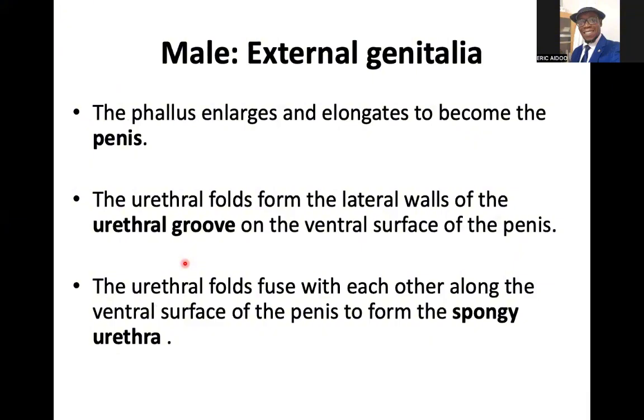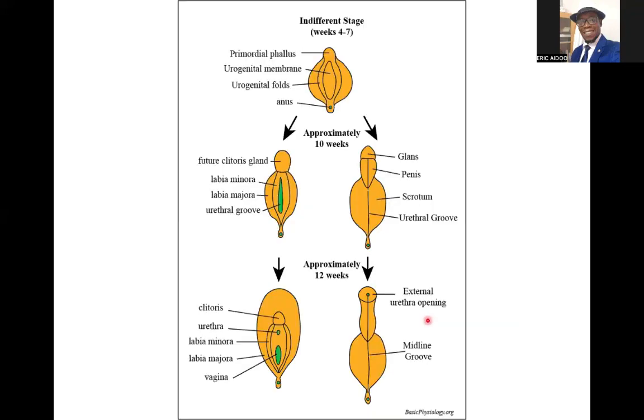Then we will look at the male external genitalia, which begins in the form of the phallus. It enlarges and elongates to become the penis. The urethral folds form the lateral walls of the urethral groove, which is usually found at the ventral surface of the penis. Then the urethral folds will fuse with each other along the ventral surface of the penis to form the spongy urethra. This is what we are talking about. So at this point, that is the phallus, which will form the penis. The middle portion is the urogenital membrane.